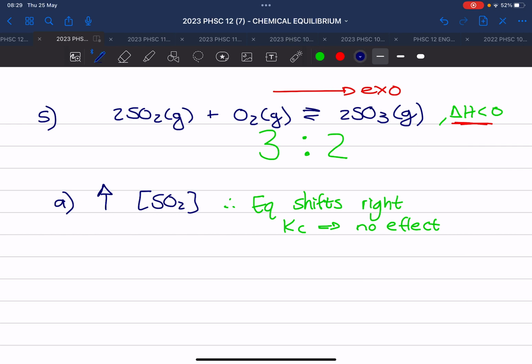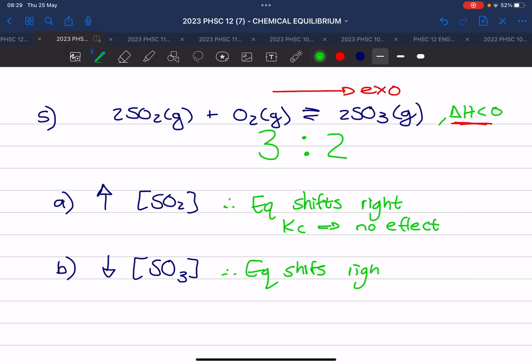Temperature. Okay. B. They say we decrease the concentration of sulfur trioxide. Okay, so we're here again. We decrease the concentration of sulfur trioxide. What will happen? It will shift to the right again. What will happen to the Kc? No effect.